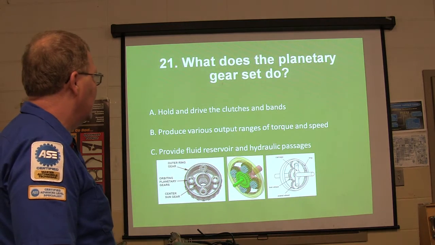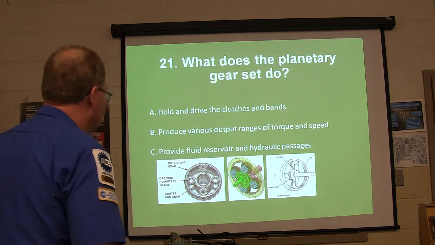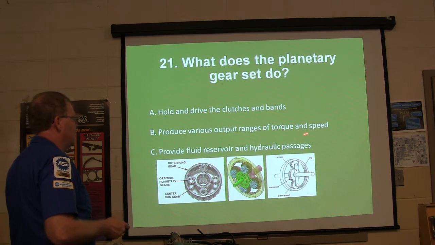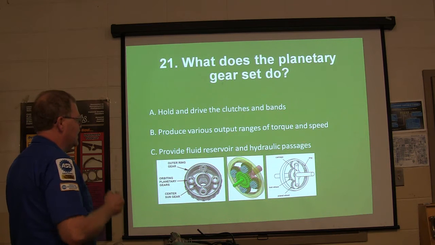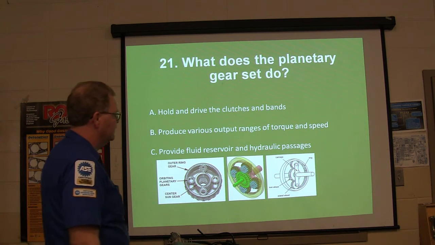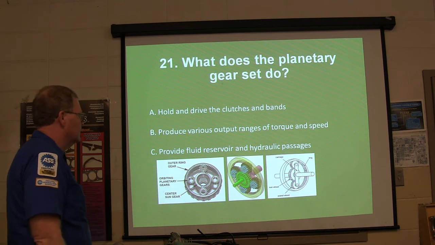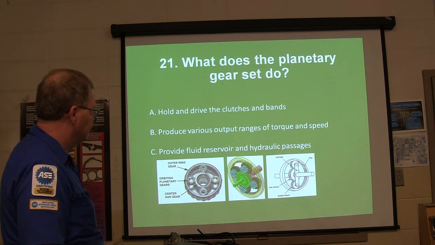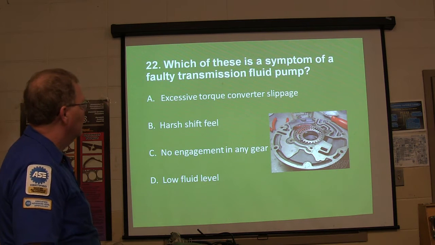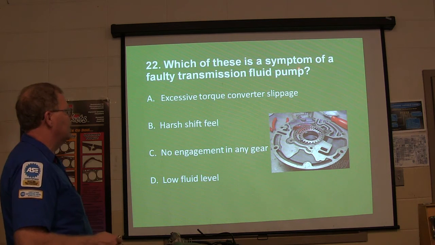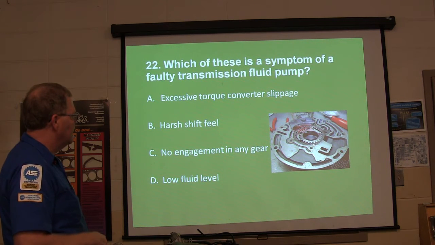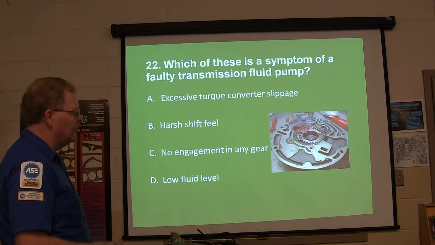What does the planetary gear set do? Hold and drive the clutches and bands, produce various output ranges of torque and speed, or provide fluid reservoir and hydraulic passages? Which of these is a symptom of a faulty transmission fluid pump? Excessive torque converter slippage, harsh shift feel, no engagement in any gear, or low fluid level?